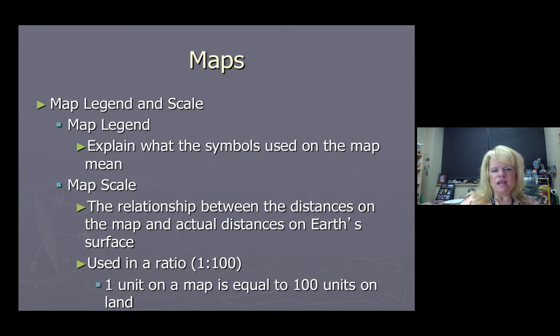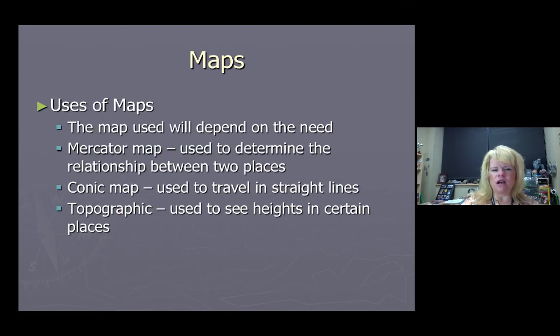So the type of map that you select directly needs to be correlated to the information that you need to be using it for. Do you need a Mercator map? Do you need a conic map? Do you need a topographic map? Sometimes you may need a combination of maps. Not all maps are the perfect fit for what you're wanting to do, but each serves its own unique purpose in interpreting data to make quality decisions.